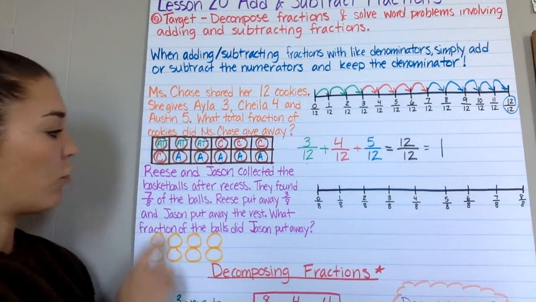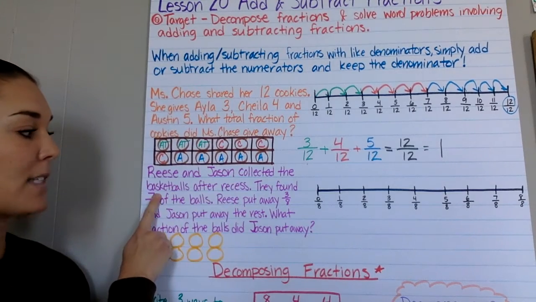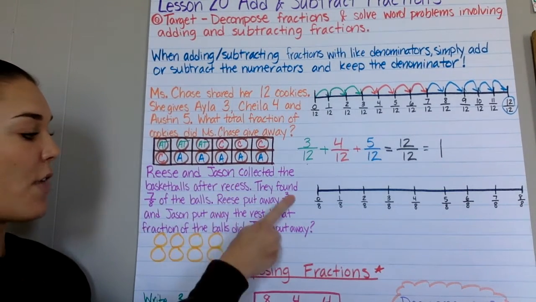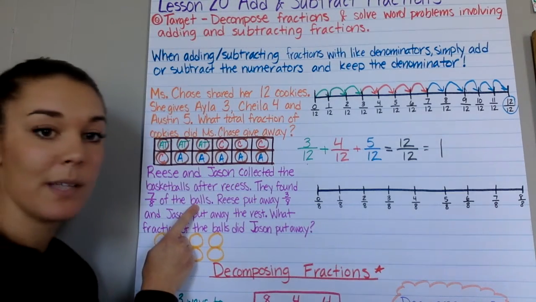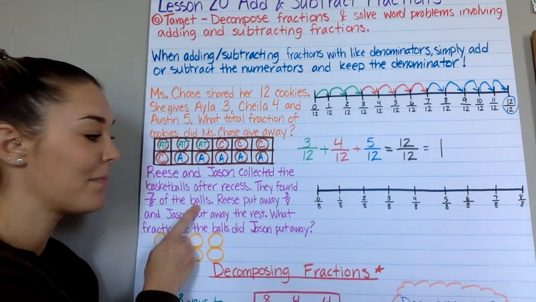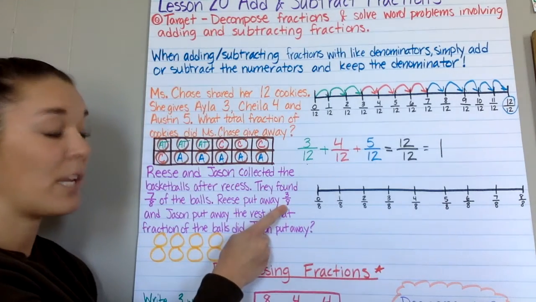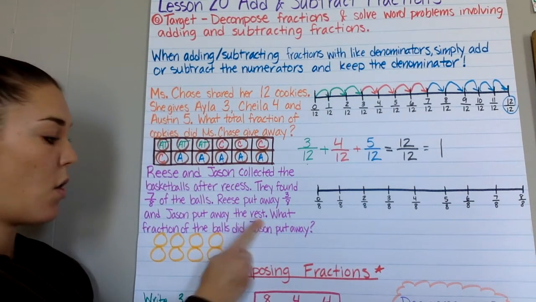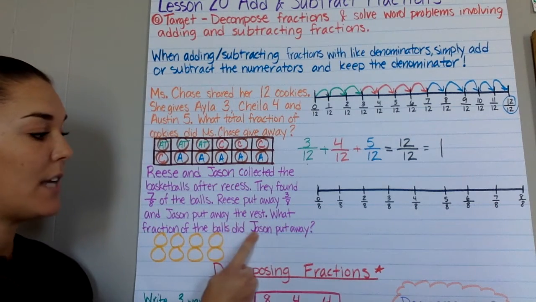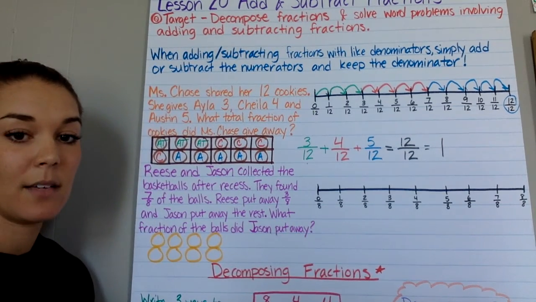So it says, Reese and Jason collected basketballs after recess. They found 7/8 of the balls. Must have been one pesky ball that was getting away from them. Reese put away 3/8 and Jason put away the rest. What fraction of the balls did Jason put away?